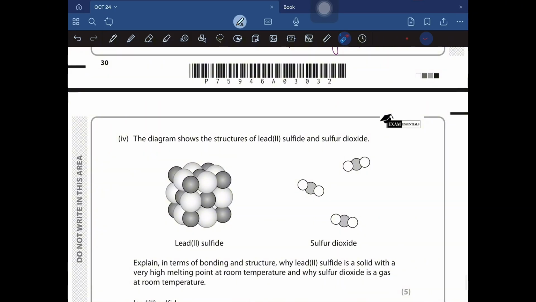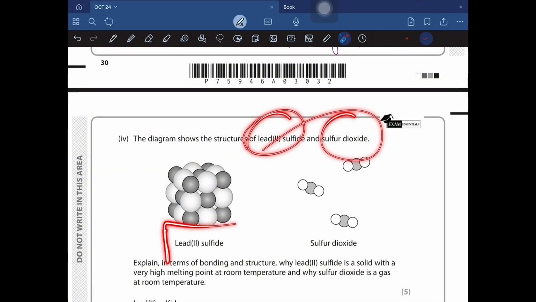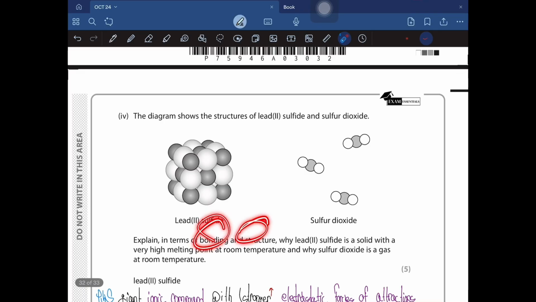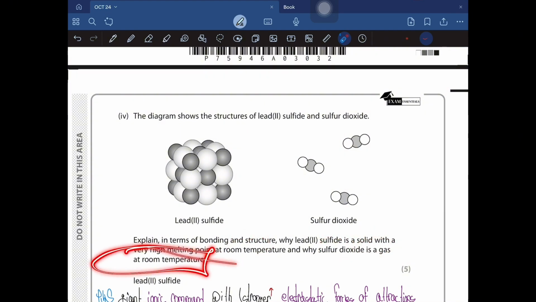The diagram shows the structure of lead sulfide and sulfur dioxide. You have your lead sulfide and sulfur dioxide. Explain in terms of bonding and structure why lead sulfide is a solid with a high melting point at room temperature, and why sulfur dioxide is a gas at room temperature, right?